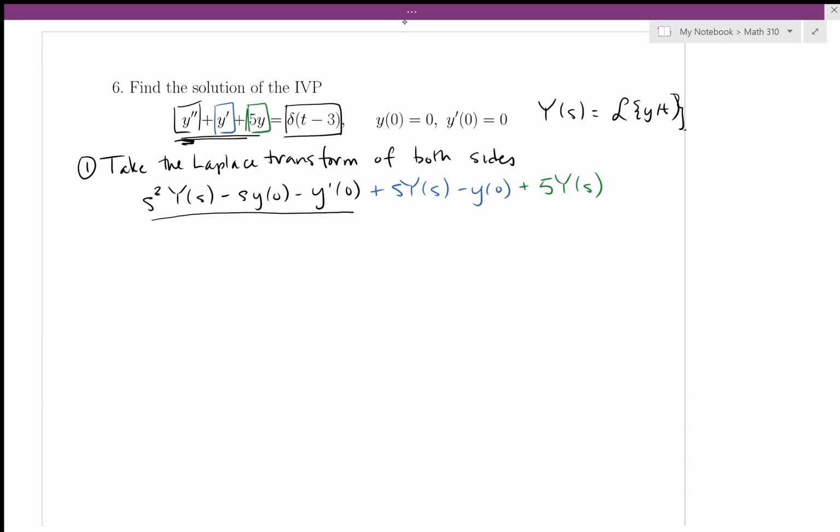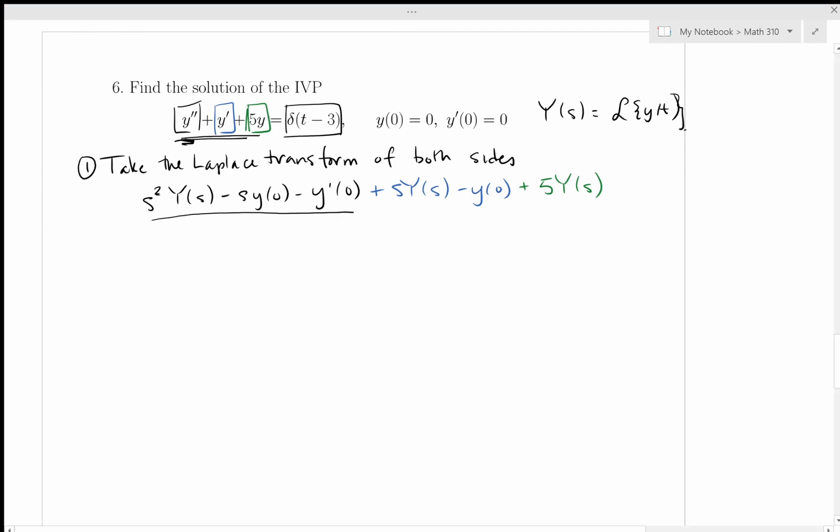Then I take the Laplace transform on the right-hand side. That is going to be the Laplace transform of the Dirac delta function at time 3, and that's going to be a function of s. Okay, next, so I've taken the Laplace transform on both sides. Next step, apply the initial conditions.